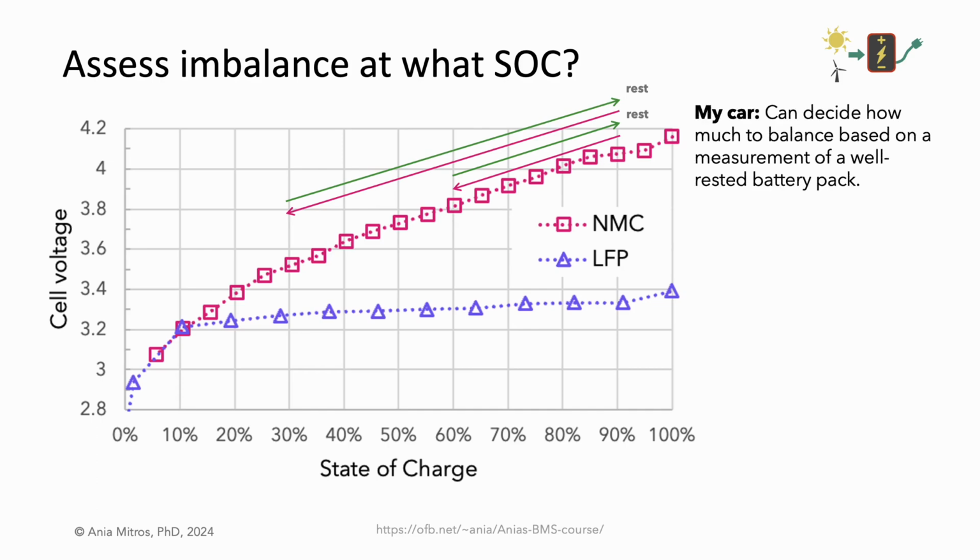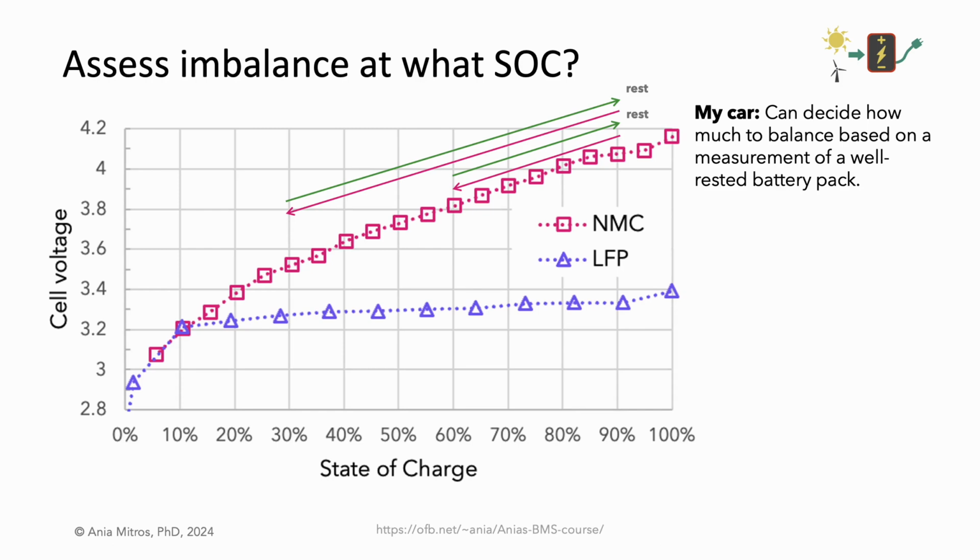The system has a very convenient opportunity to take a high precision measurement most mornings when the battery pack is well rested and when very little current is flowing. Based on that, the system can make a fairly accurate assessment of pack imbalance and create a feed-forward plan for how much balancing needs to be done over the next 24 hours to correct the existing imbalance.